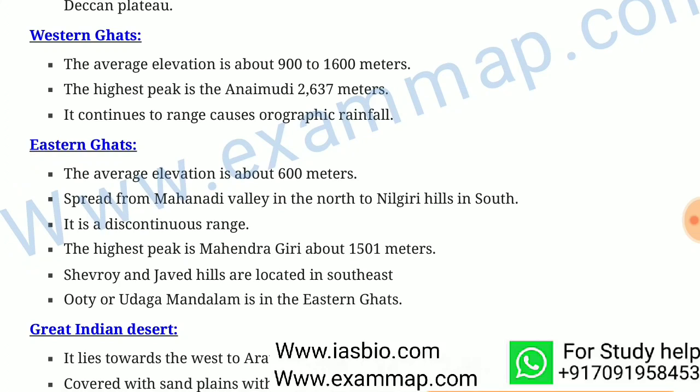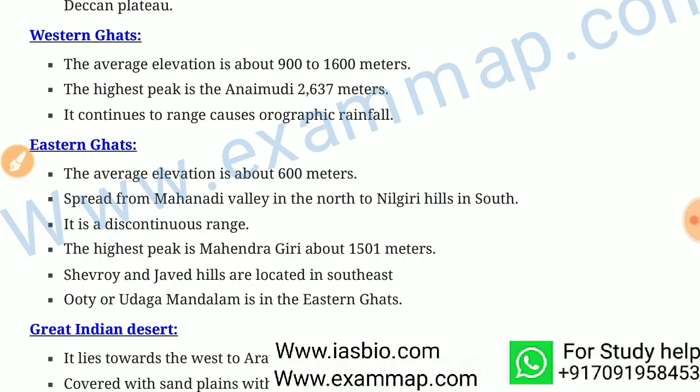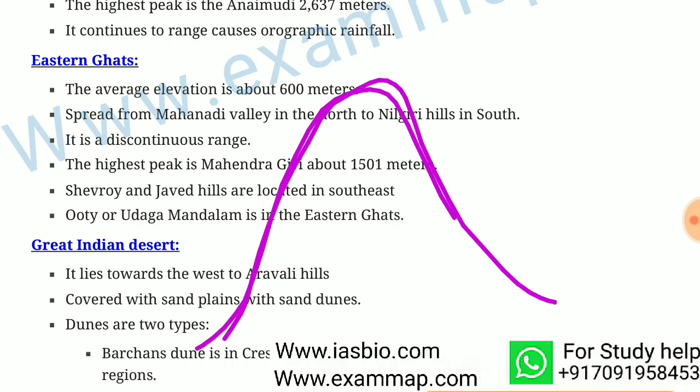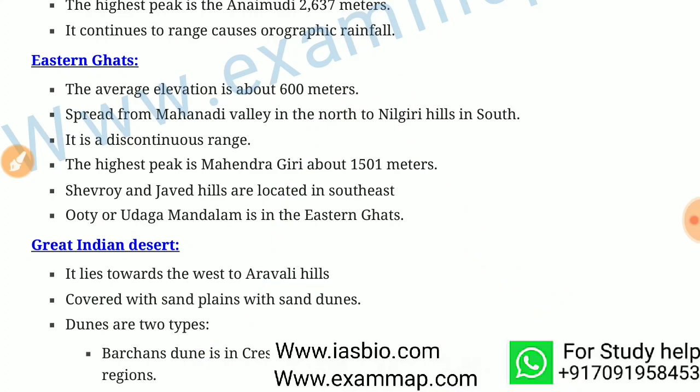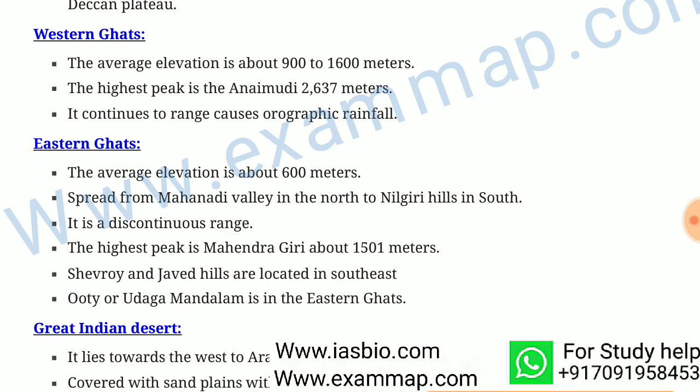Western Ghats has average elevation of 900 to 1600 meters, and highest peak in the Western Ghats is Anaimudi. It continues in ranges and causes orographic rainfall. Orographic means related to the mountains. Eastern Ghats has average elevation about 600 meters. So we have cleared that Western Ghats has higher elevation than Eastern Ghats.